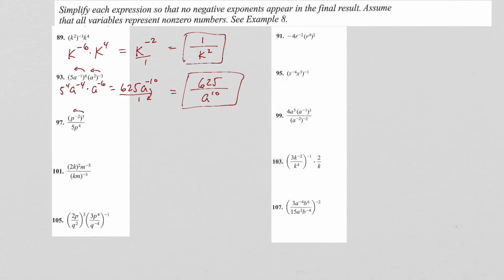So this is going to become p to the negative 6 over 5p to the 4th. This is not allowed to be in our final answer because it's a negative, and we got to move that down here. And so on the bottom, we're going to have 5p to the 4 times p to the 6, which is 1 over 5p to the 10th. 4 plus 6 is 10.